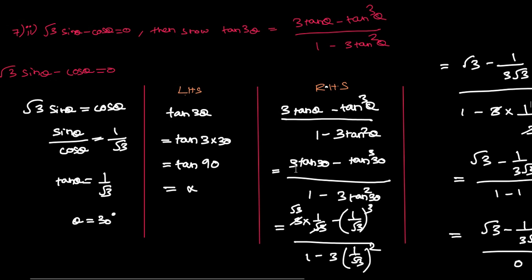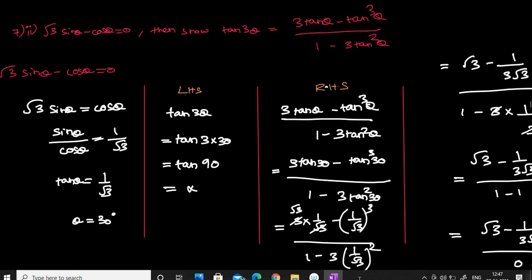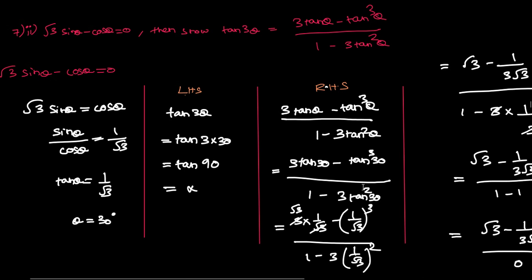So 3 into tan 30, whose value is 1 by root 3, minus tan 30 again, 1 by root 3 whole cube. Put the cube on top. Similarly, 1 minus 3 into tan 30, 1 by root 3, with the square on top. Now simplify: root 3 into root 3 is 3, so root 3 and that 3 cancel, and root 3 remains on top.